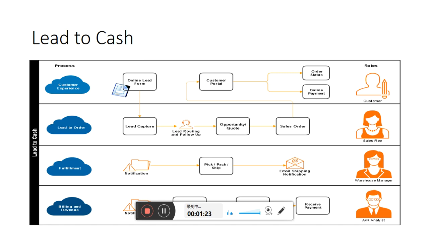Then you talk about your business and create a quote for the customer, like this is an opportunity, and then the quote may become a sales order. After the order is created, warehouse management may do the follow up, like pick and pack and ship, and email a shipping notification to the customer.